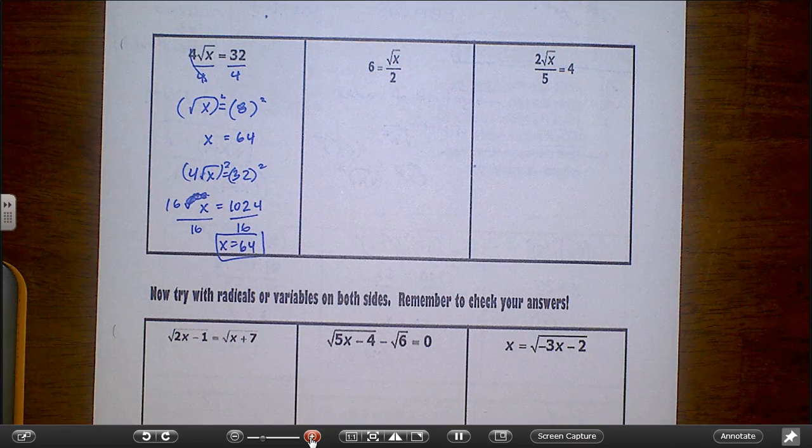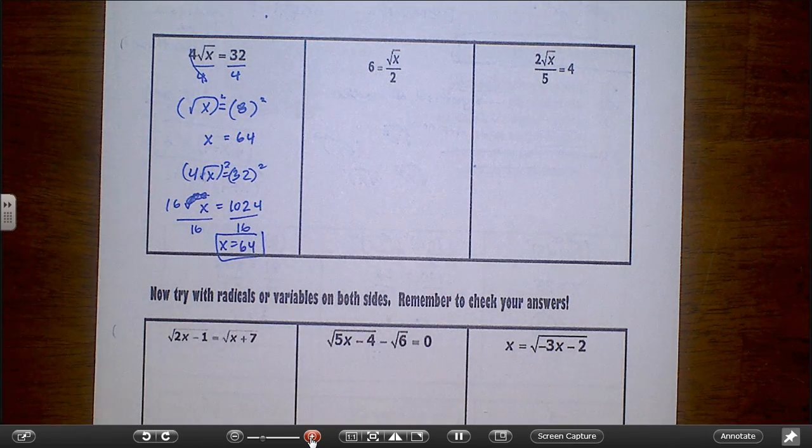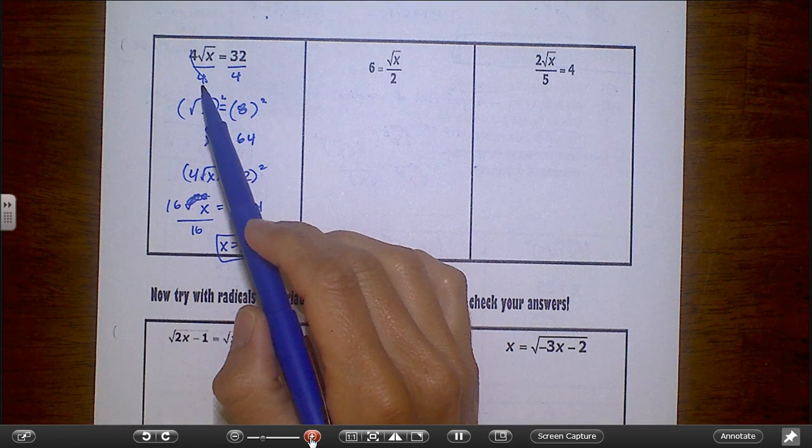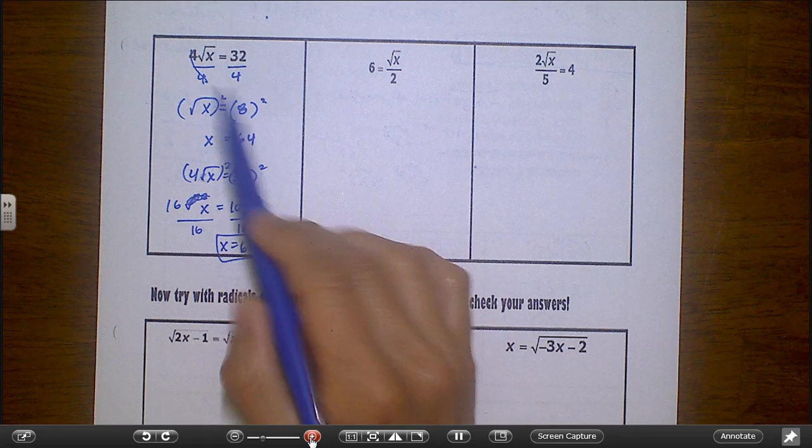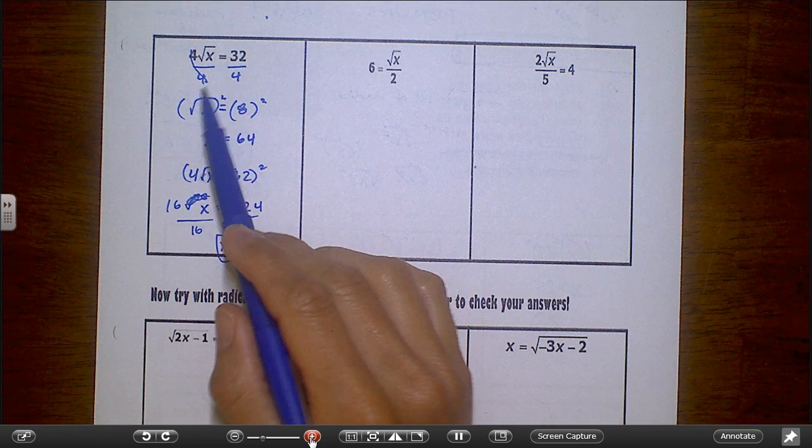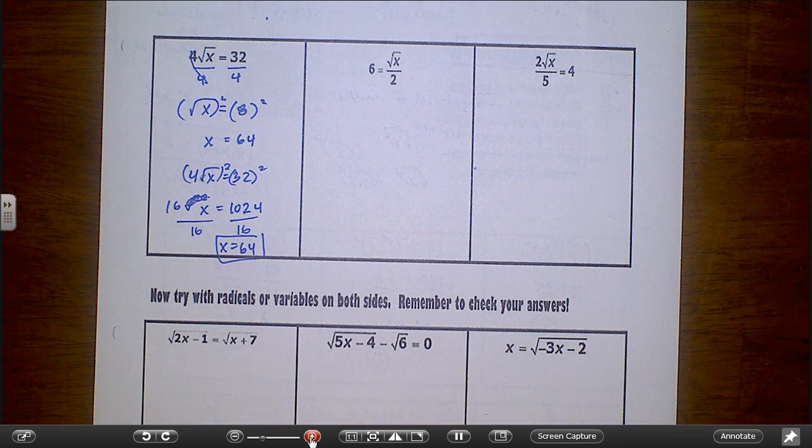I just think it's a bad habit to get into, because you can't do it all the time. You can only do that with multiplying or dividing, not if there is any sort of addition or subtraction happening.